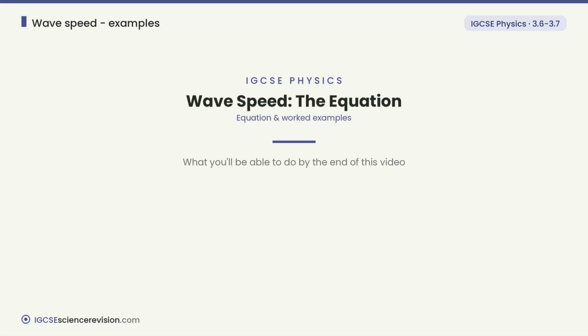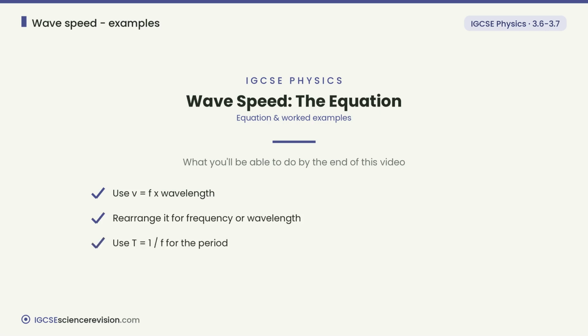This is the worked examples video for wave speed. By the end, you'll be able to do 3 things. First, use wave speed equals frequency times wavelength. Second, rearrange it to find frequency or wavelength. And third, use period equals 1 over frequency.